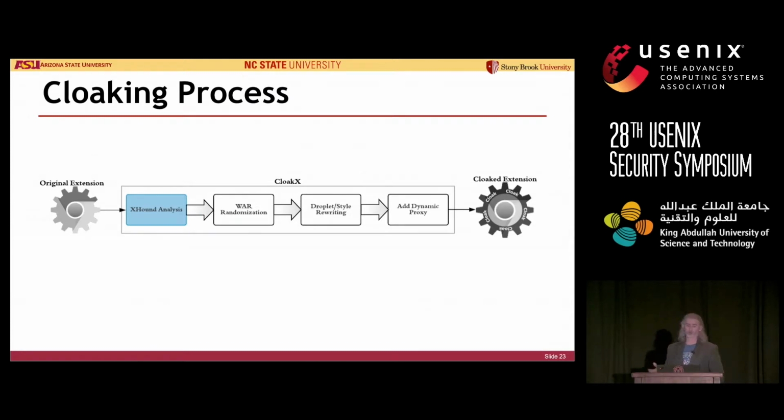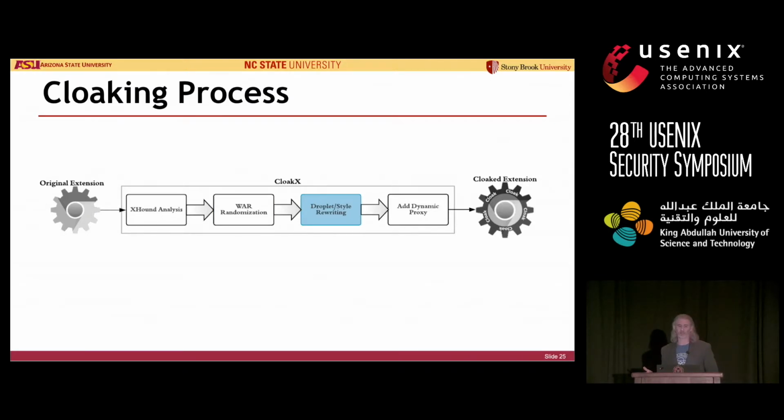So the cloaking process in general works like this. We run it first through Xhound. We get the DOM objects and the IDs and the class names, and then we run it through WAR randomization, which is where we discover the WARs, the web accessible resources, we rename them, and then find all the references and replace them. That's all done statically.